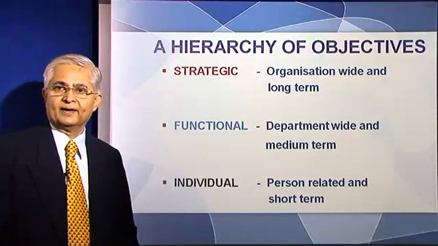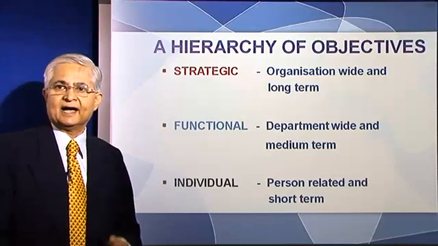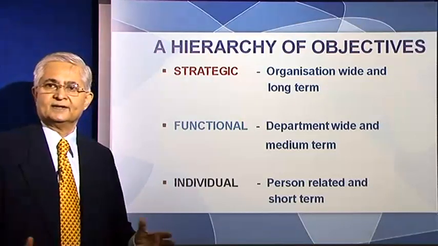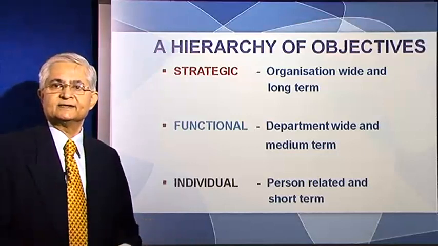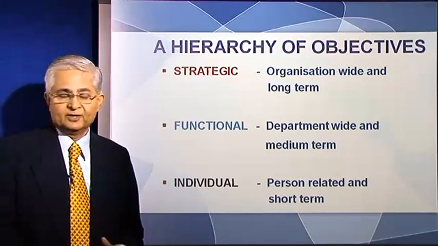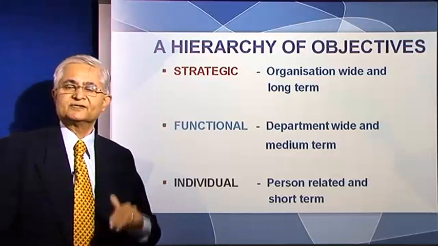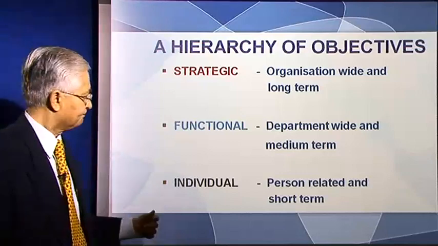Once we have the departmental objectives, these are further broken down to the level of individual objectives, where each individual employee of the organization has an objective, which together build up to give the departmental objective, and the departmental objectives together build up to give the strategic objective. So, this is what is meant by a hierarchy of objectives.